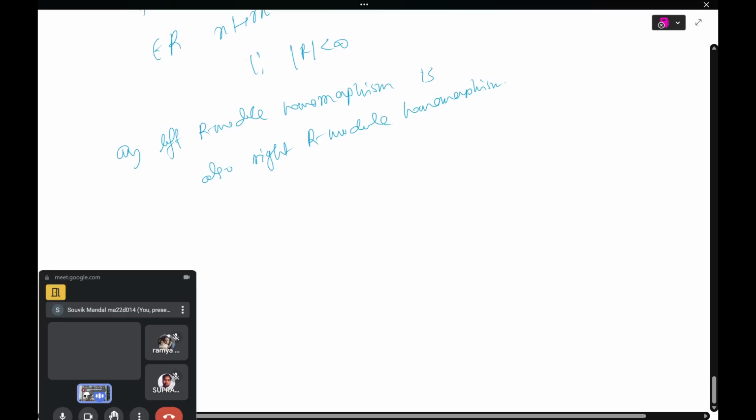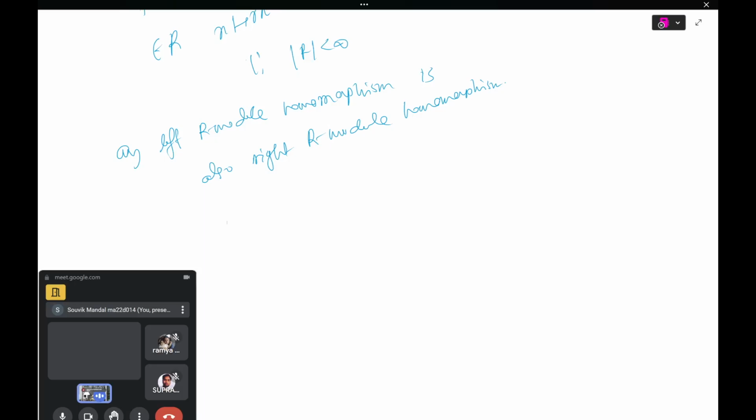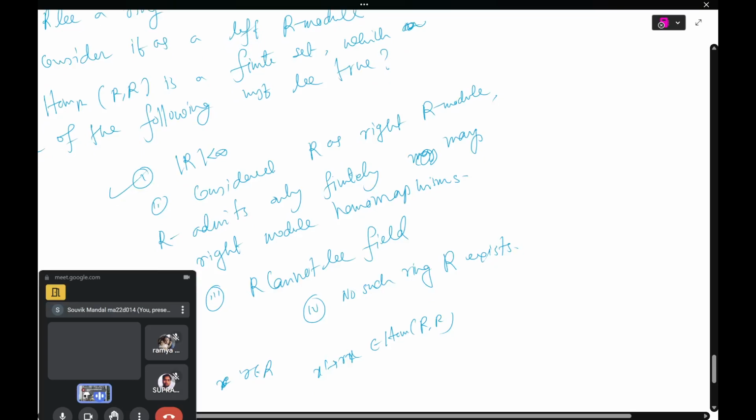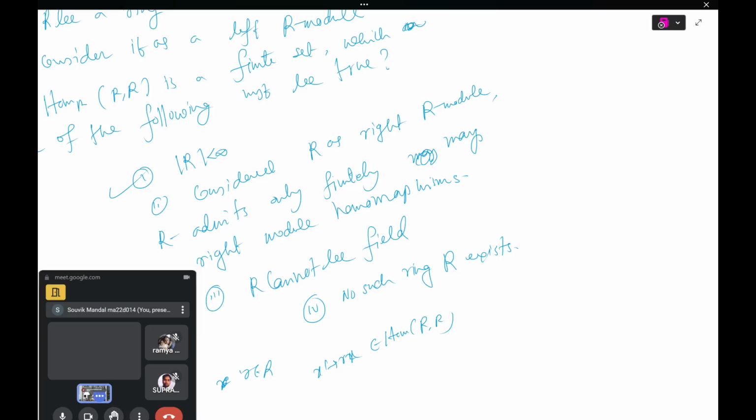So the fact is that any left R-module homomorphism is also a right R-module homomorphism and vice versa. Now in the question it is given that as a left R-module the state is finite. So those left R-module homomorphisms are also right R-module homomorphisms. So that state is also finite. Okay, and so option 2 is also correct.